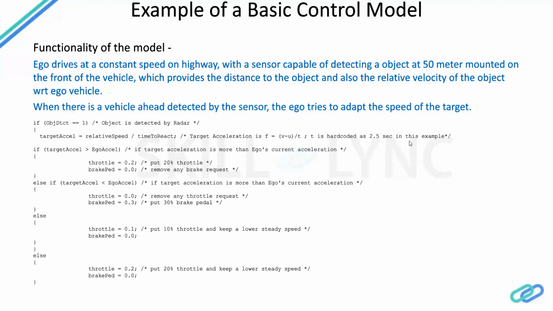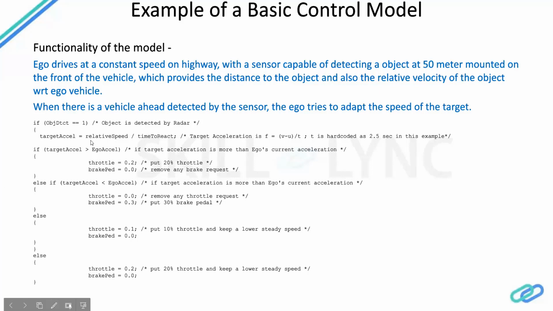So this is the control model written in C code. First I am checking if the object is detected by the radar or not, this 50-meter radar. If it is not detected, suppose, then I will apply a constant throttle position of 20% to keep my vehicle moving at a steady speed.